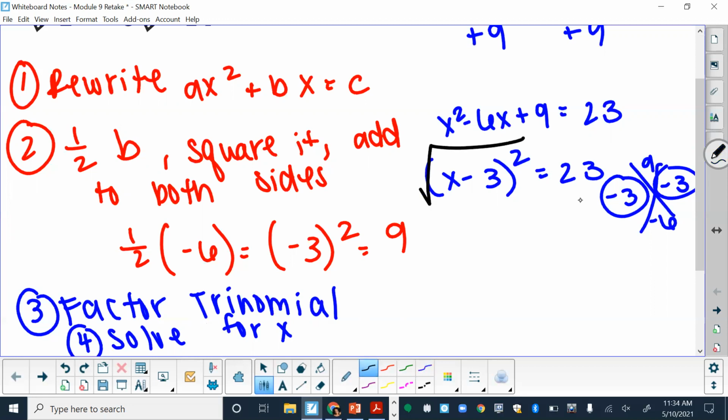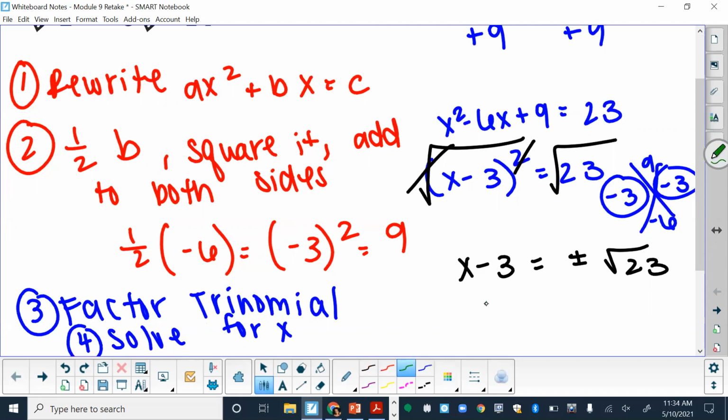All right, but you solve for x, which means you have to undo what's being done. So instead of squaring something, you take the square root. You get x minus 3 equals plus or minus the square root of 23. Add 3 to both sides. And then you can't simplify the 23. No.